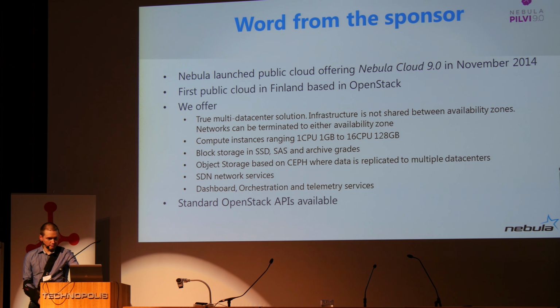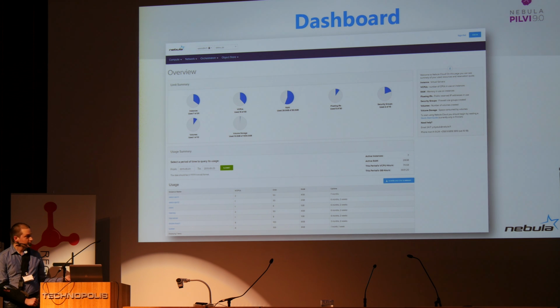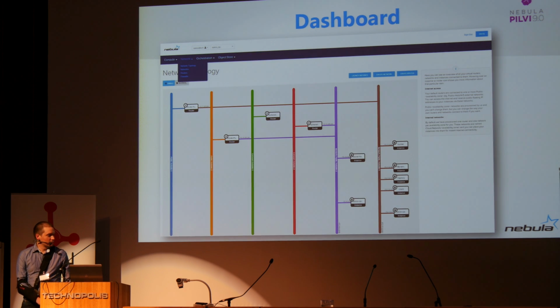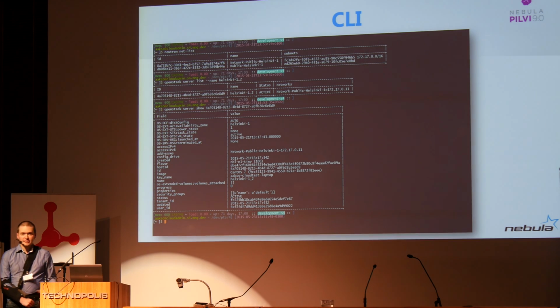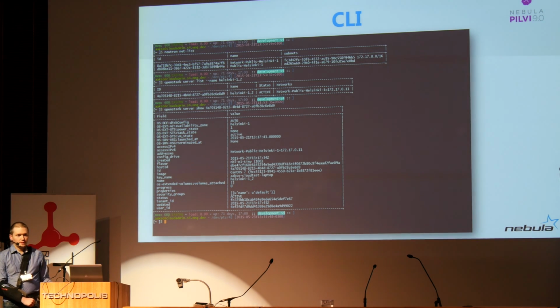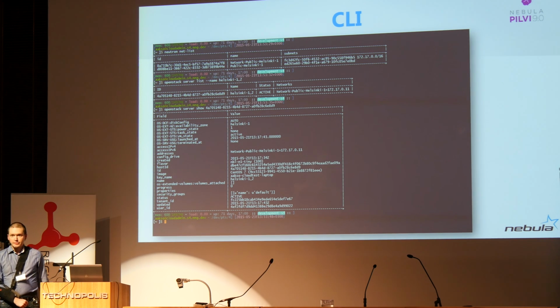So let's quickly look at some screenshots from the system. This is the basic dashboard. It is the OpenStack Horizon dashboard with some modifications. There is the network topology view, where you can quickly see your virtual routers and compute instances. And then you have the option to also use the CLI clients, which you can use with any OpenStack cloud. So a really quick way to provision this stuff.